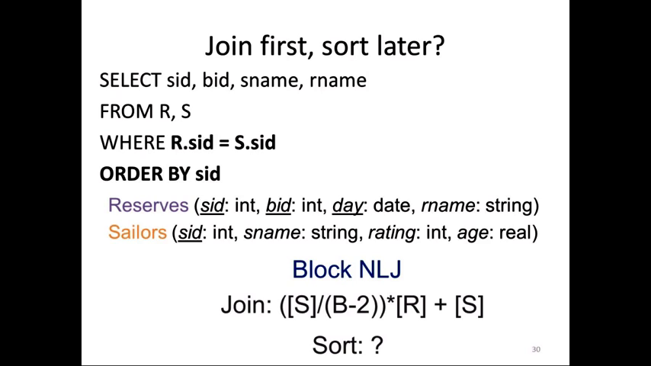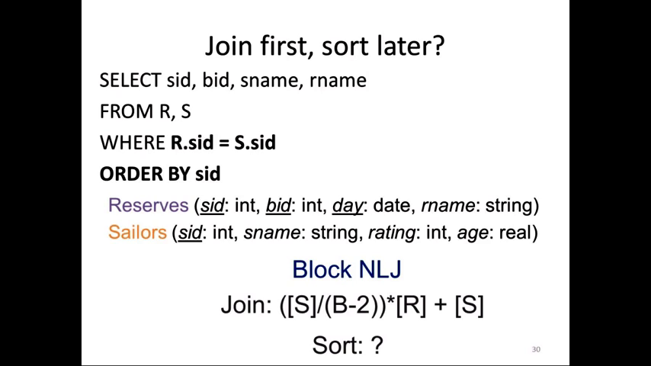So we read S once, but in chunks of B minus 2 pages. And for each chunk of B minus 2 pages, we scan R one page at a time, and we compute joins. So that would be the cost of the block nested loop join, assuming that we have B pages at our disposal. We use B minus 2 for reading from the outer relation, 1 for reading from the inner relation, and 1 for the output.